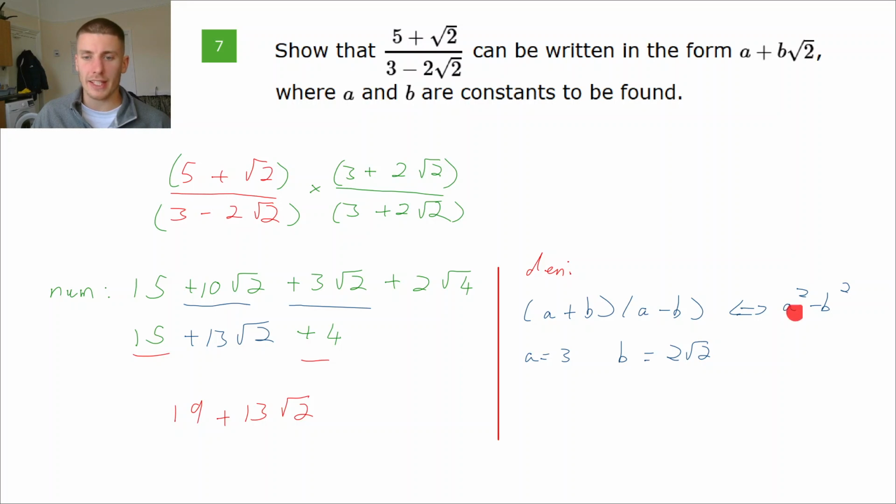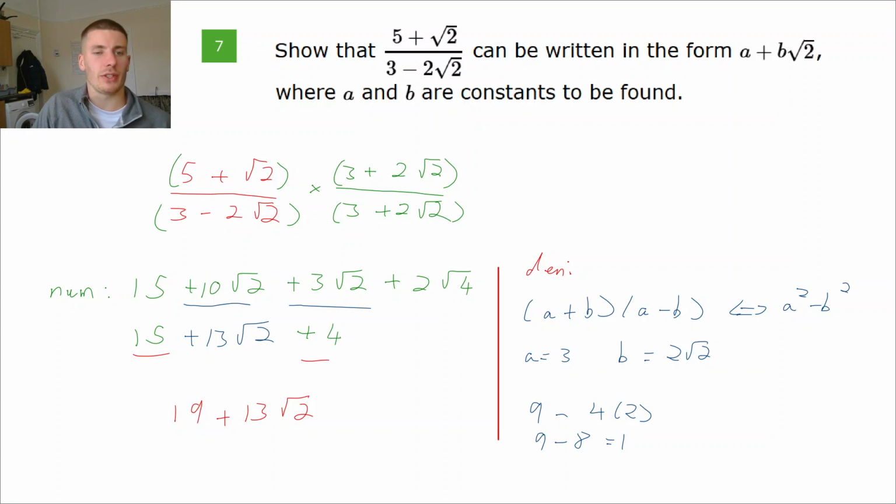So a squared is going to be 3 squared, which is equal to 9. Take away b squared, well 2 root 2 squared is 4 root 2 squared. Root 2 times by root 2 is going to be root 4, which is 2. So it gives you 2 in there. So that's going to give you 9 take away 4 times 2, which is 8. 9 take away 8 is equal to 1, which is nice. So it's just going to make it nice and simple.